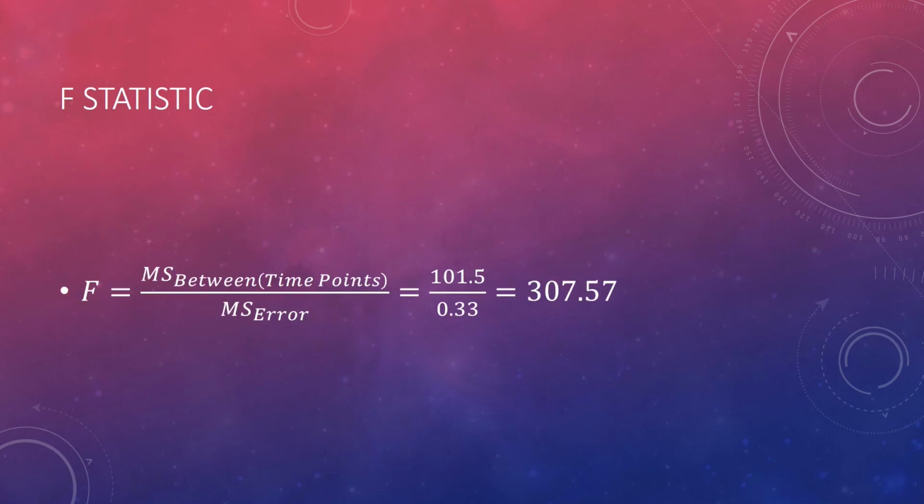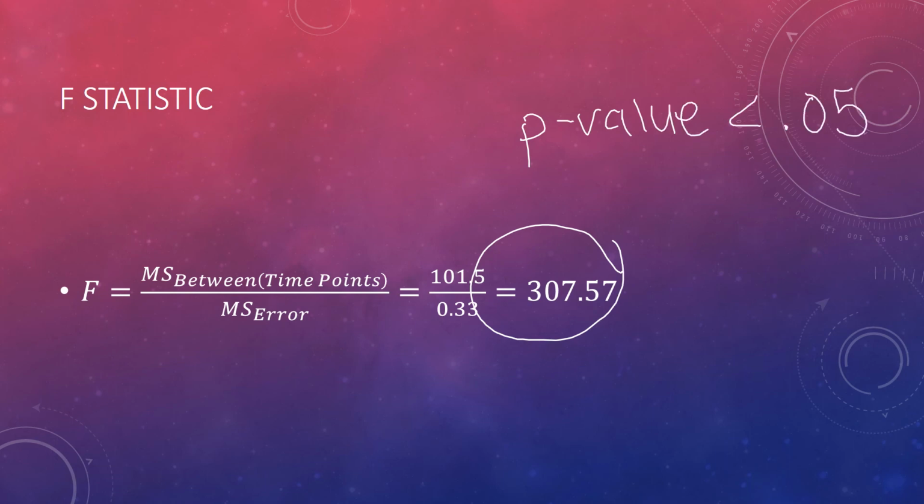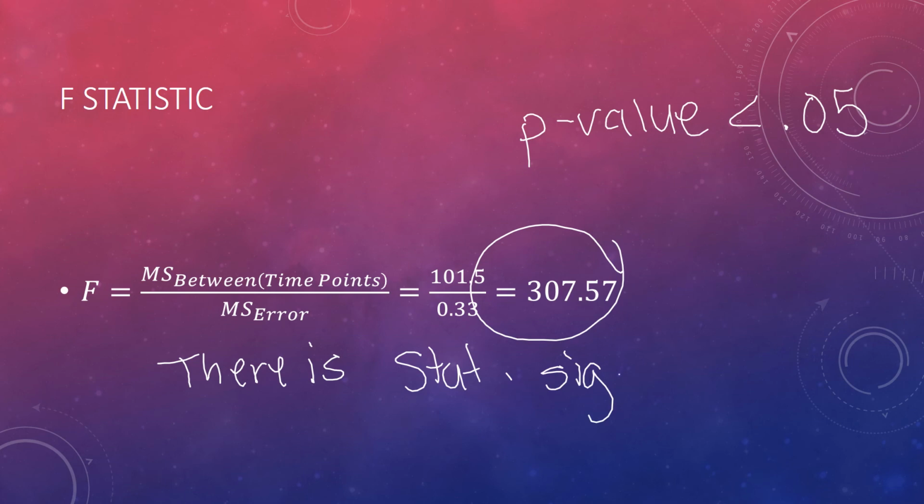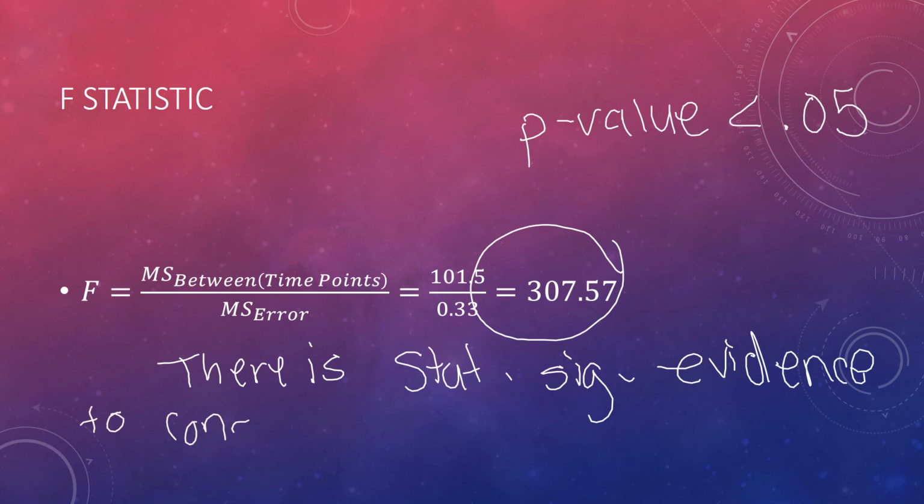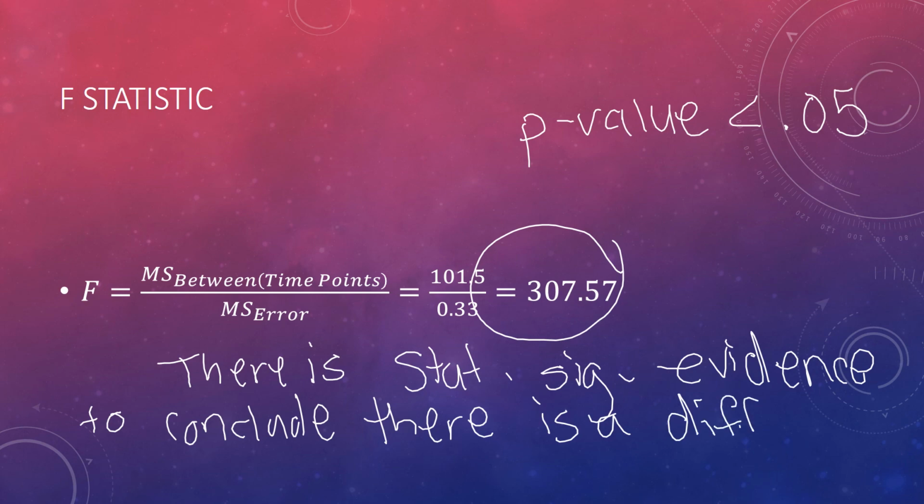Then finally, you want to get your F statistic, which is the MS between divided by the MS error. So you get 101.5 divided by 0.33. And this is 307.57. I don't know if this is significant. We can get the exact p-value in Excel. But we'll know that the p-value is less than our 0.05, which is kind of our standard alpha level. So it's significant, so we can say something like there is statistically significant evidence to conclude there's a difference in the averages for the time points.